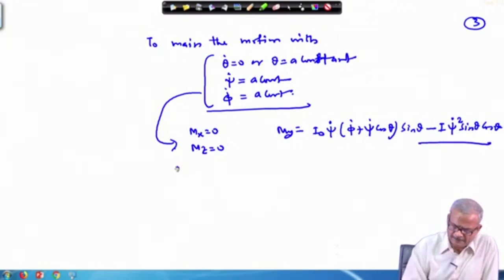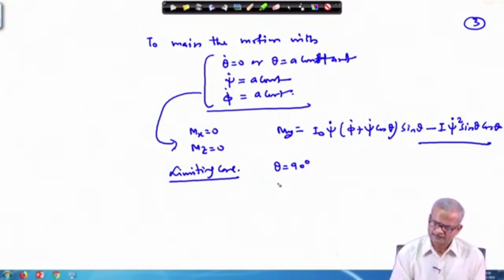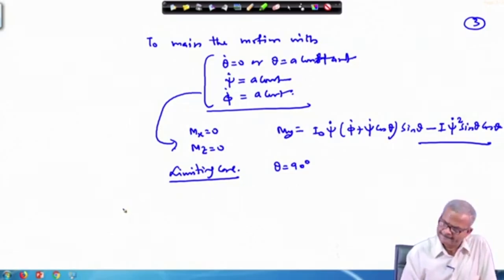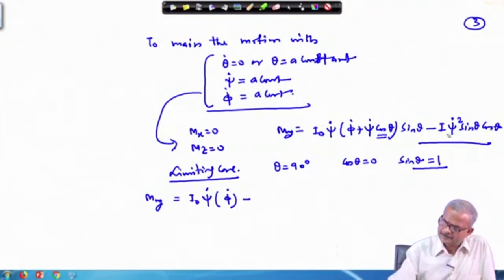Now, let us look into a limiting case. If theta equal to 90 degrees, what result do we get? For theta equal to 90 degrees, cos theta will be equal to 0 and sin theta is equal to 1. So, we get M_y equal to I_0 times psi dot times phi dot, since sin theta becomes 1. On the other part we have I times psi dot square sin theta, but cos theta becomes 0, so the other part is also 0. So, we get I_0 psi dot times phi dot.